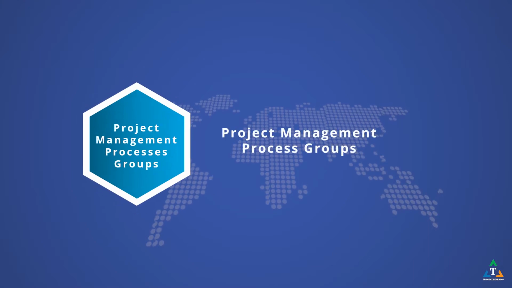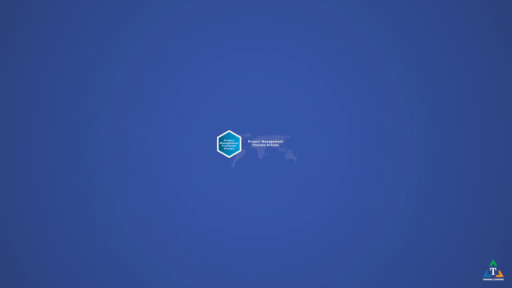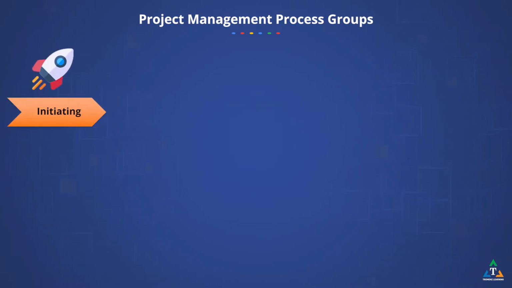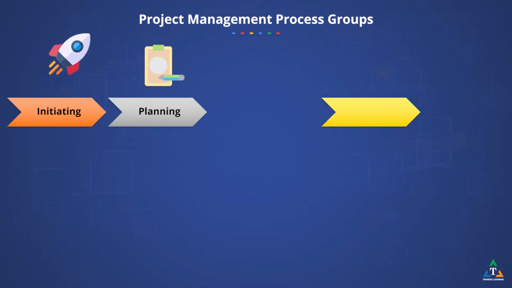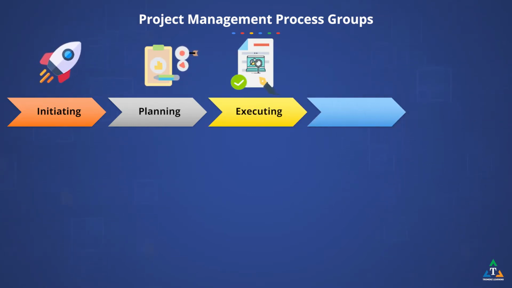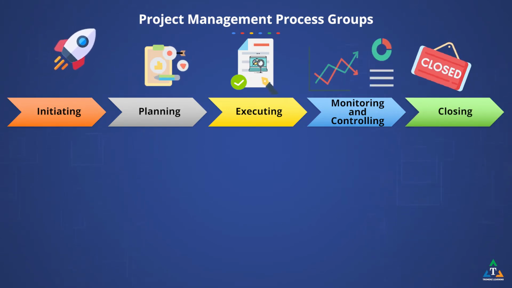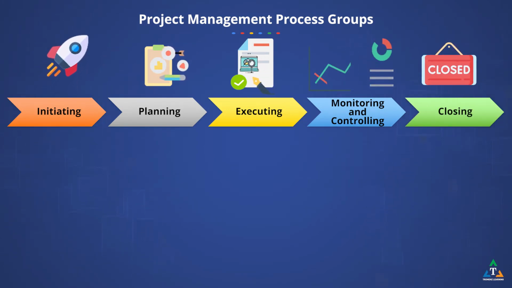Project Management Process Groups. A Project Management Process Group is a logical grouping of project management inputs, tools and techniques, and outputs. There are 5 major process groups in project management, which include initiating processes, planning processes, executing processes, monitoring and controlling processes, and closing processes. Remember that project management process groups are not project phases.